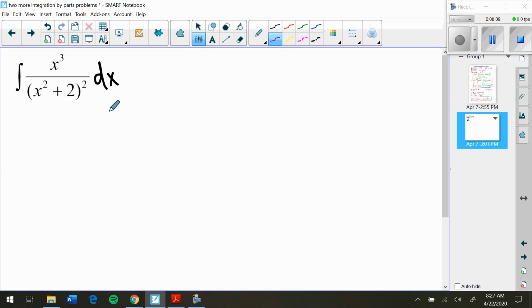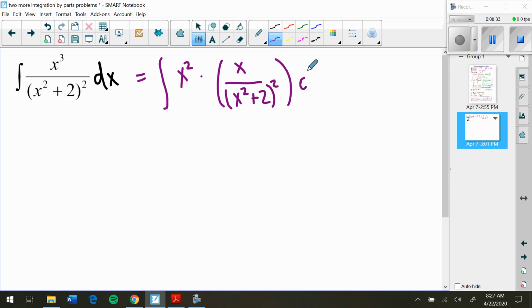Okay, here is our problem. The antiderivative of x cubed all over x squared plus 2 quantity squared. Now, in order to do this, I am going to break this function up to look like this. I'm going to write it as x squared times x over x squared plus 2 squared, all again with respect to x. Now notice all I've really done is pulled out an x squared from this x cubed. I haven't really done anything different.